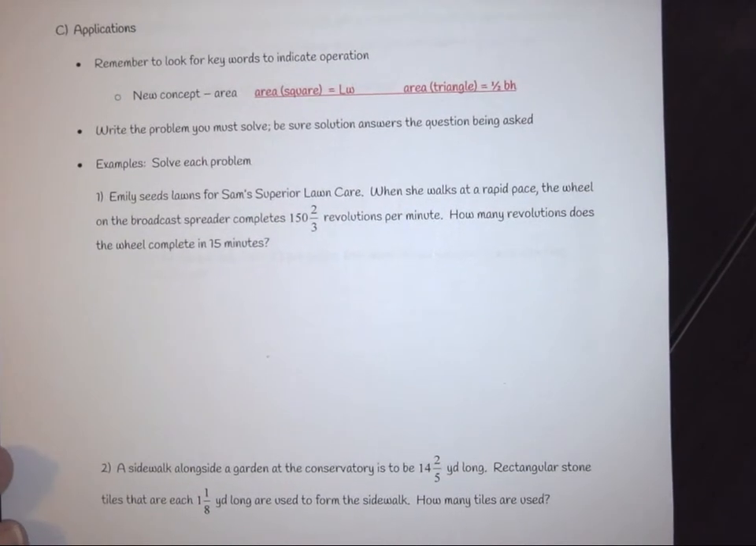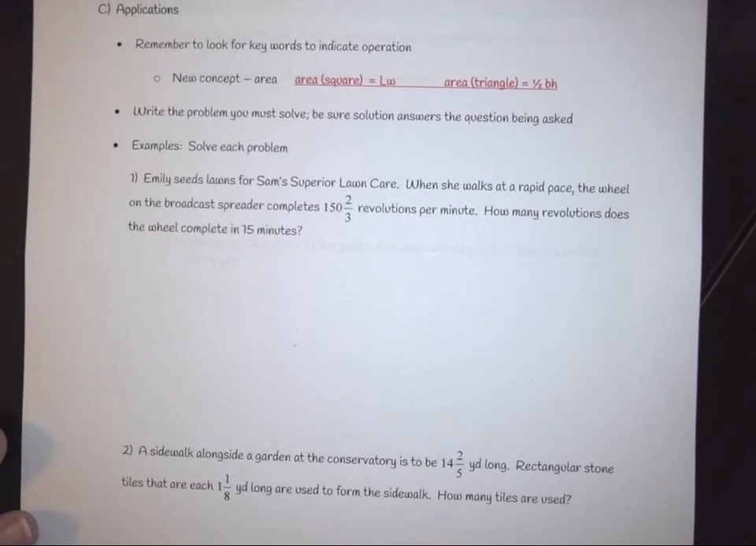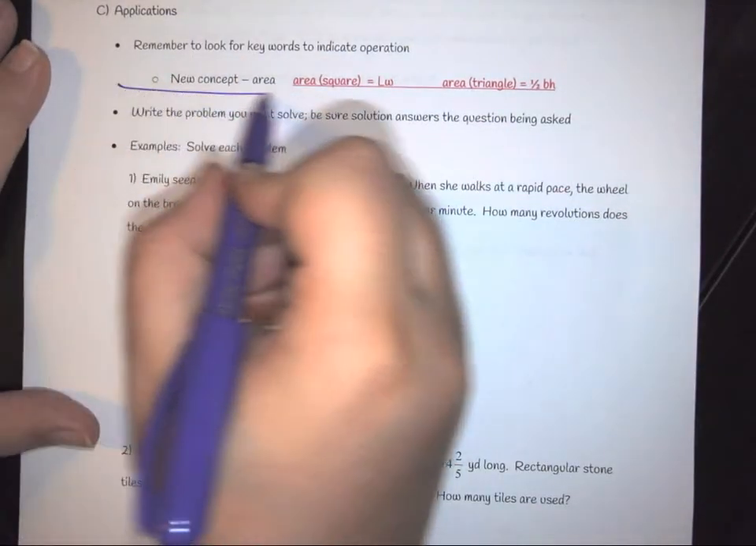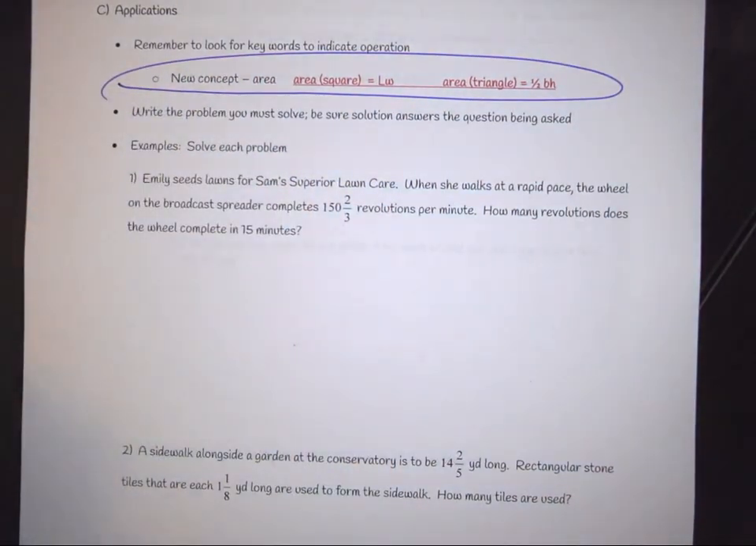Alright, the last thing that I want to touch base on is some applications with these mixed numbers. Now these concepts are going to be the same as if you just had straight multiplication or division with fractions. There really is not a lot of difference there. And so here we have a new formula that needs to be kept in mind, where we are talking about area either of a square or a triangle.